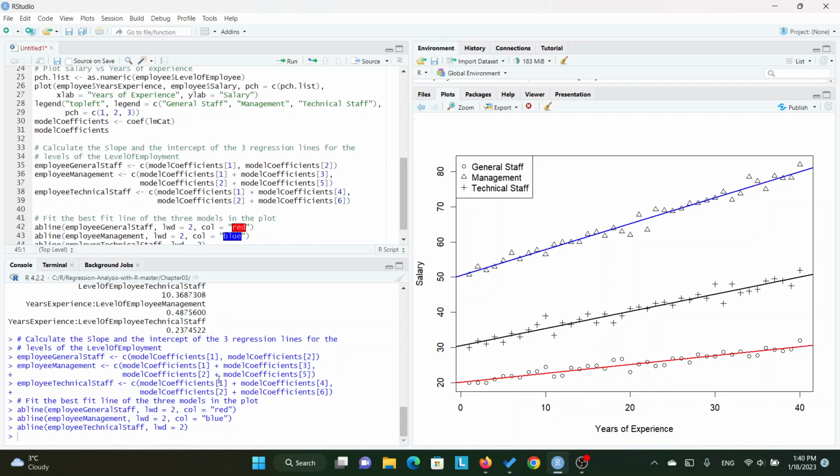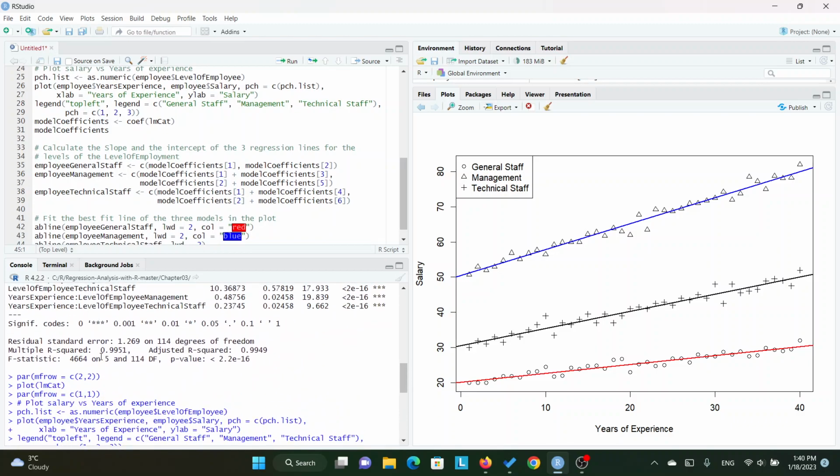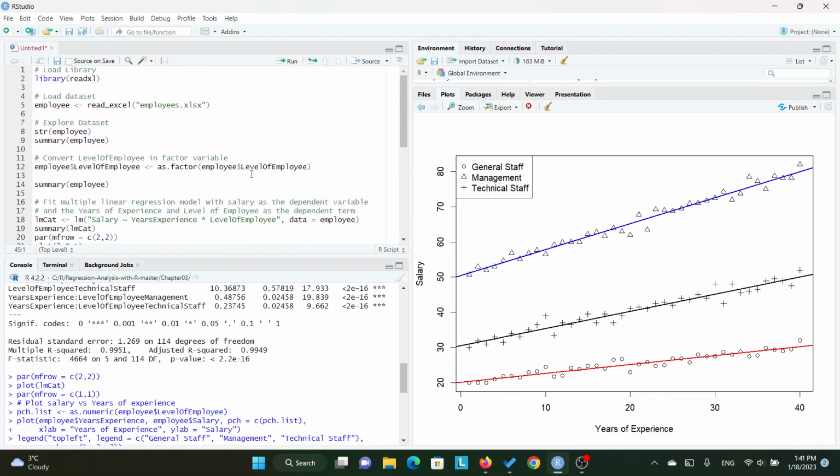And this confirms our previous finding that 99.5% of the variance in salary is described by the years of experience and the level of employee. Okay, so that's the model.